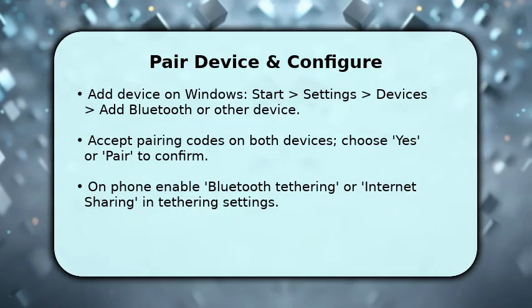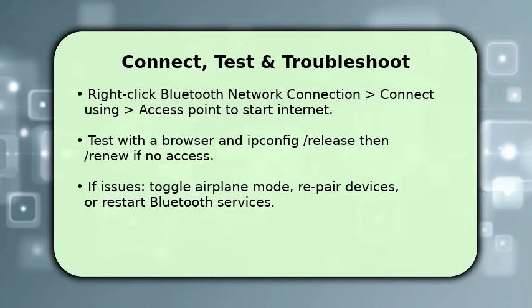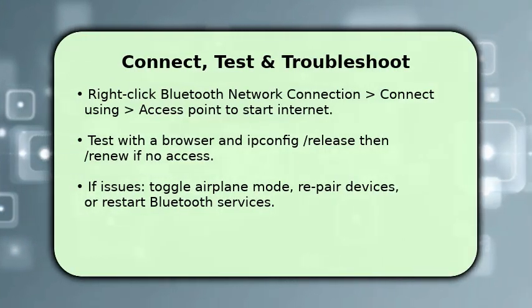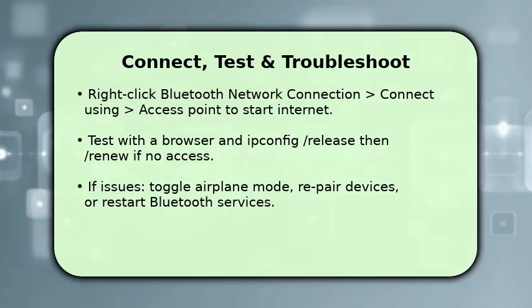You finish by connecting the PC to the phone's access point. In Network Connections, right-click the Bluetooth network connection and choose Connect using Access Point so Windows uses the phone's internet. Once connected, test a web page.